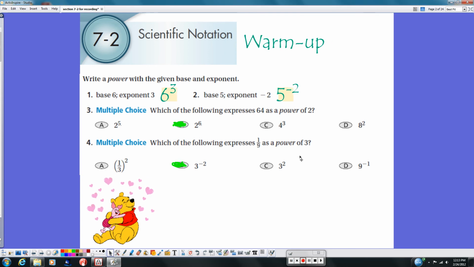For the first one, if we have a base of 6 and an exponent of 3, we wanted to write 6 to the third power. For the second one, if we wanted to write a base of 5 with an exponent of -2, we would write 5 to the -2 power.